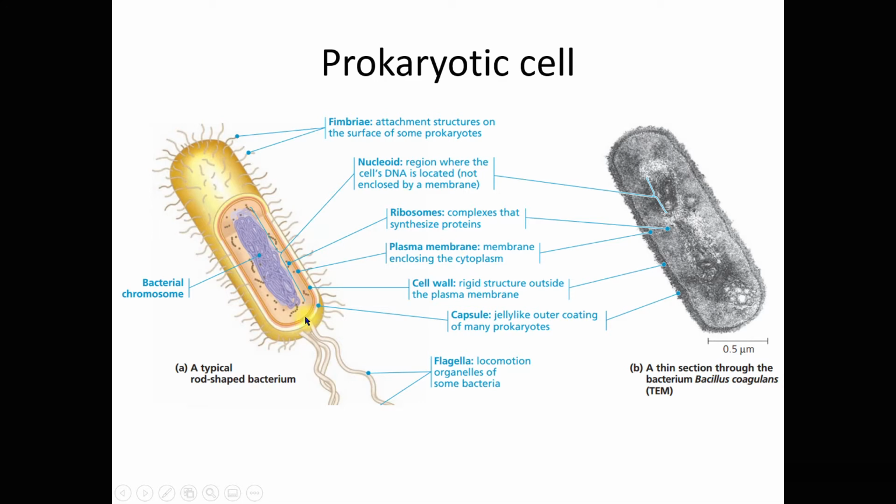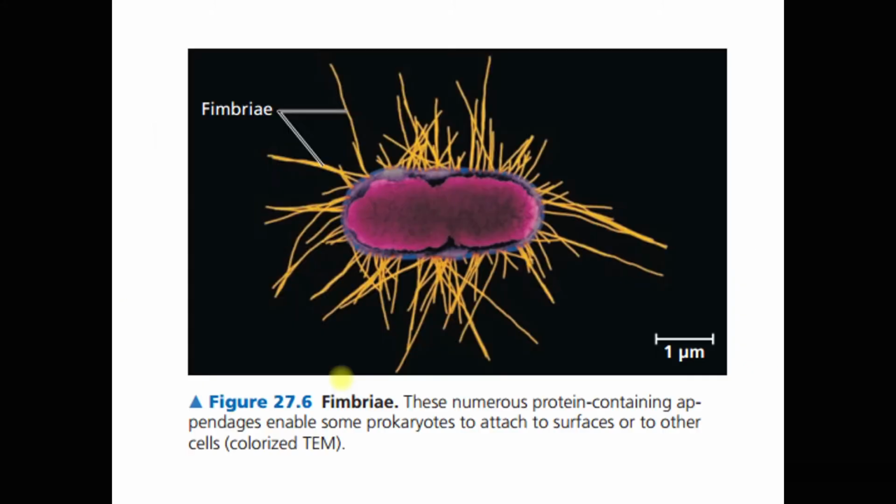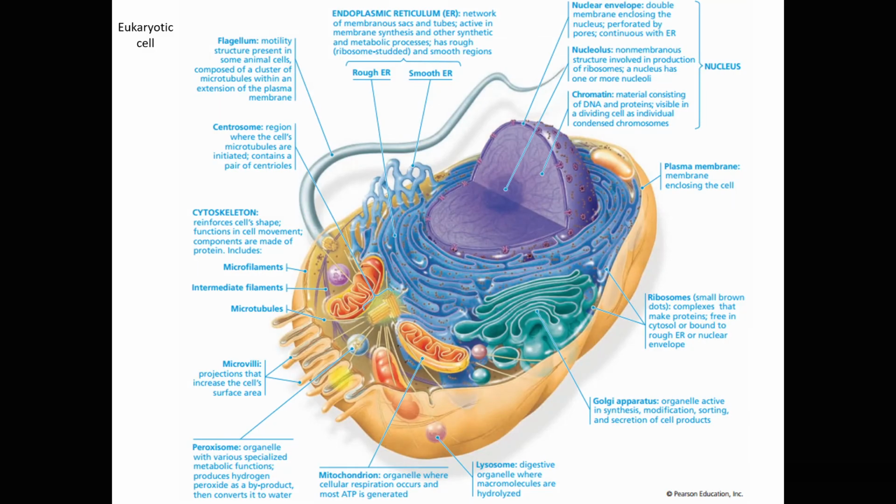Then prokaryotes have flagella, or flagellum. Flagellum being singular, flagella being plural. They are the locomotion organelles of some bacteria. Some bacteria don't have flagella. The function of the flagella is for locomotion, pergerakan, supaya dia boleh bergerak. You can see the fimbria there. Nampak cantik saja, macam spaghetti.